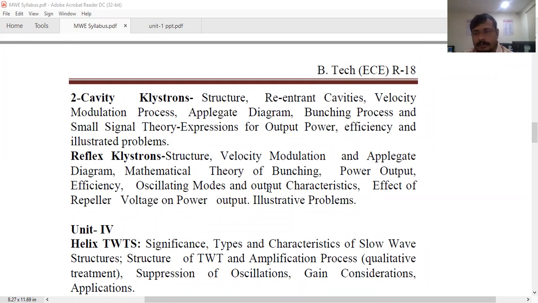Klystron is a special type of device. I will explain in detail when we discuss it. The velocity modulation concept is the new one in this case. Earlier you already learned about amplitude modulation, phase modulation, pulse position modulation, different modulation techniques, both analog and digital. Here we have a special type, and velocity modulation is very important.